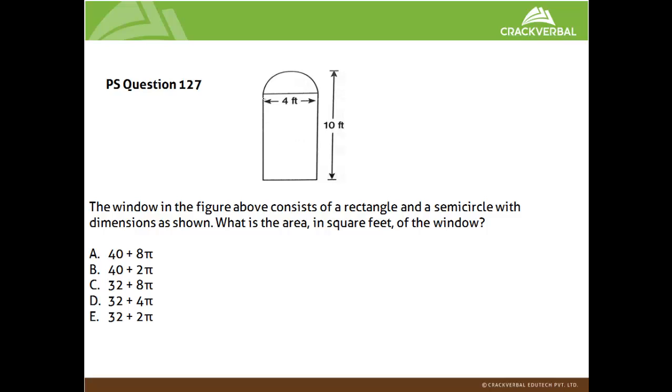Look at this question, they have given us a picture where it looks like in a rectangle they have mounted a semicircle. So they have given the diameter of the semicircle as 4 feet and they have also mentioned the length from the top to bottom as 10 feet.